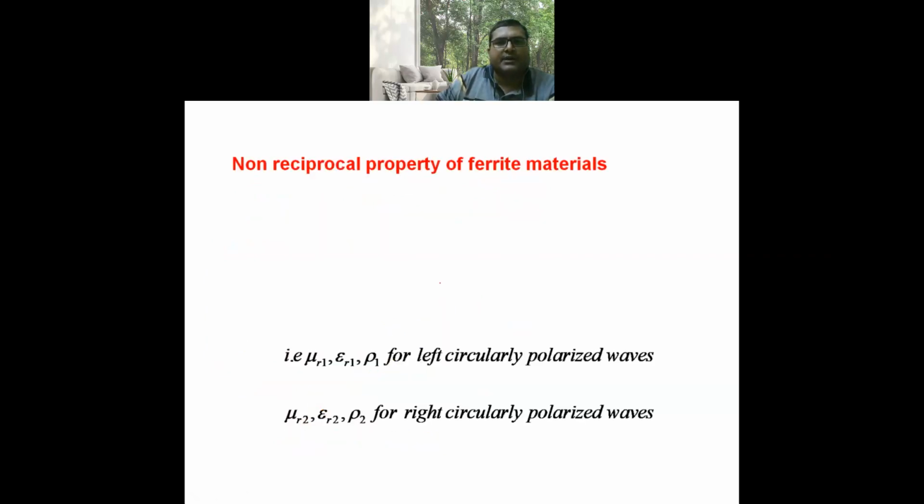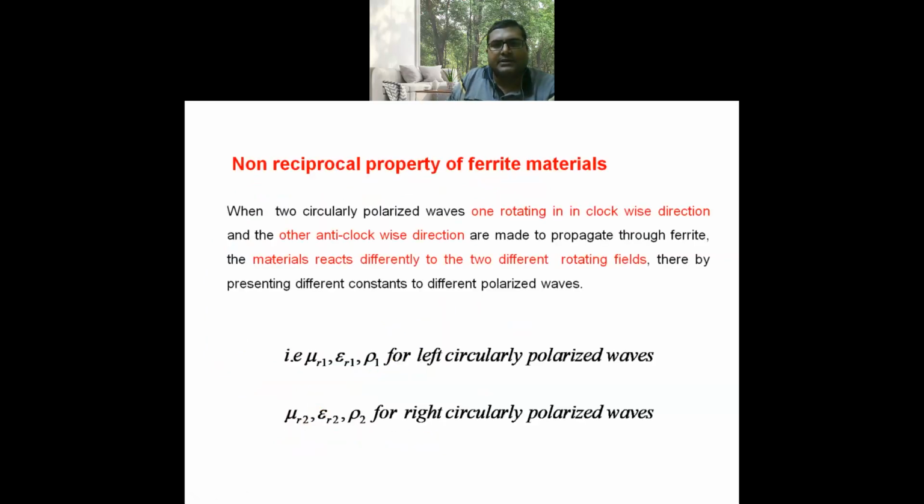Non-reciprocal property of ferrite materials. Consider a ferrite material, and two circularly polarized signals, one rotating clockwise and the other anti-clockwise. Assume the first signal is rotating in the clockwise direction and the second signal in the anti-clockwise direction, and they are made to propagate through the ferrite rod.